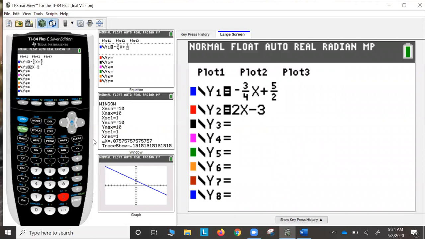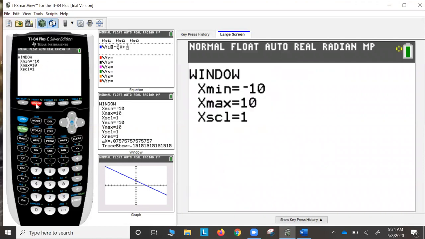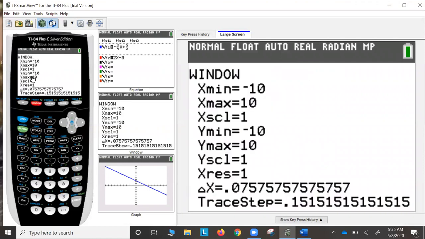All right, then in number 2, we're going to put 2x minus 3, which was our second equation. Now, before we look at our graph, we have to think about our window. So click on window right here. Right now, I currently have my window set to what's called the standard window. The standard window goes from negative 10 to 10 on both of the axes.